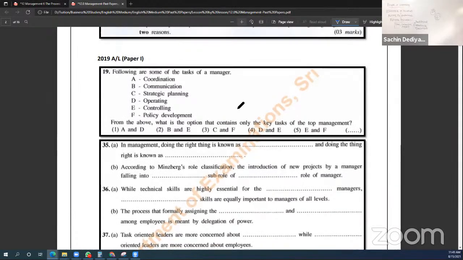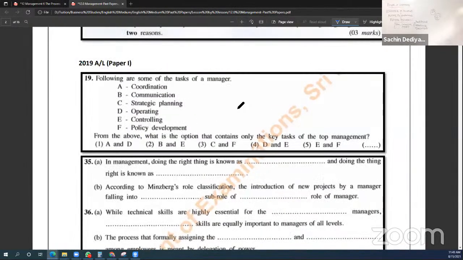With that, coming back to the 2019 paper 1, which is question number 19.